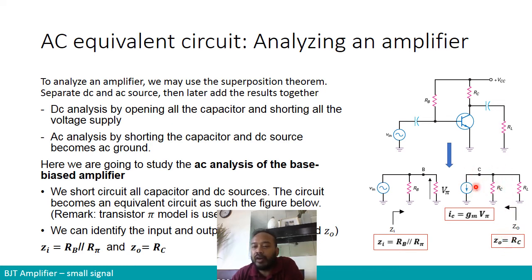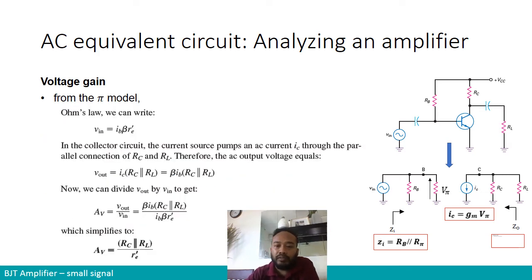And then again, we recall IC. What is IC? IC is proportional to V pi with a certain coefficient of gm. So from there, we can calculate the voltage gain. We can see here from the pi model, we can write Ohm's law as we mentioned just now. Voltage gain is AV equals V out over V in, right? So we have to find what V out is and what V in is. So back up here, V in is, as we mentioned, IB multiplied by beta R prime E. So that is V in.